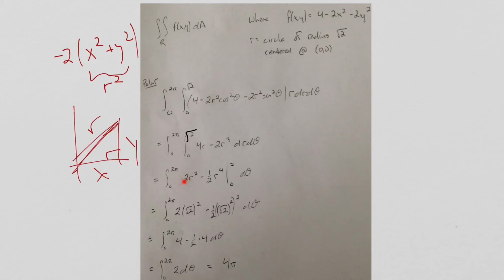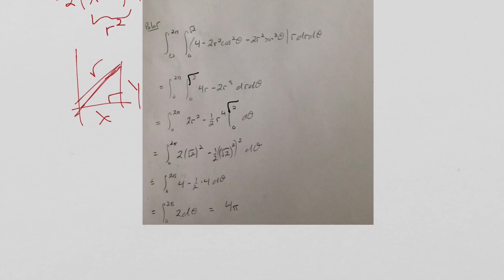That gives me this 2r squared minus a half r to the fourth, evaluated from 0 to root 2. I miswrote it, but I did it correctly down here. So I plug in a root 2, do some math. I wind up getting 2 for all that. And then I do the integral from 0 to 2 pi of that, which winds up multiplying this by 2. So I get 4 pi. So hopefully you're good with that. Now go back to the Google Doc and it'll tell you what to do.